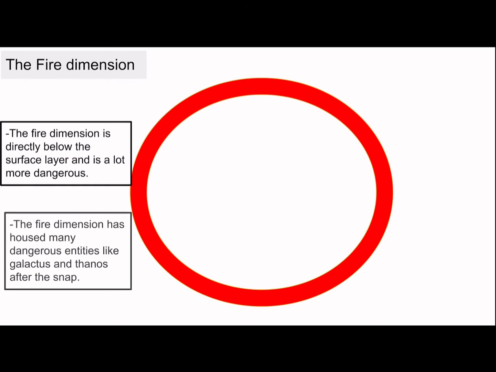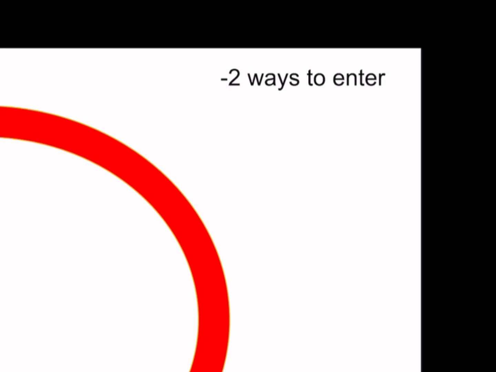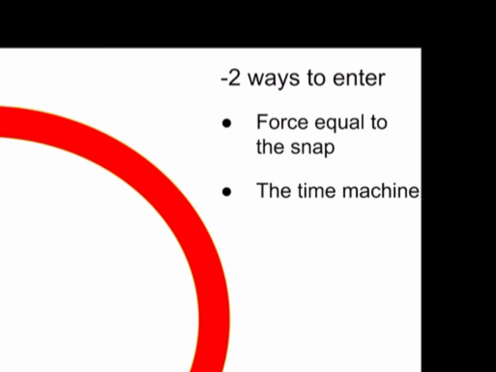Now, right after the surface layer, we have this red ring right here, which represents the fire dimension, but that term isn't used that much anymore. People like to refer to it as hell, I guess. So, like I mentioned before, this is the layer right below the surface, but unlike the surface, this layer is very dangerous. The fire dimension has housed many dangerous entities, like Galactus and Thanos after the snap. And there are only 2 ways to enter this place, and that is a force equal to the power of the snap, and the time machine.